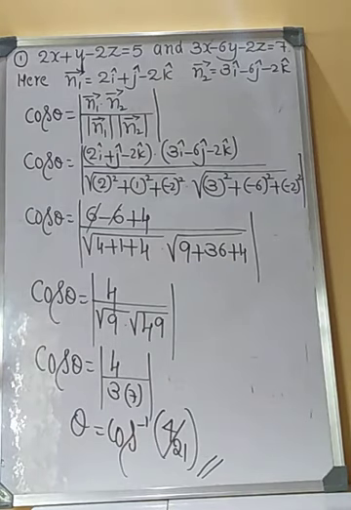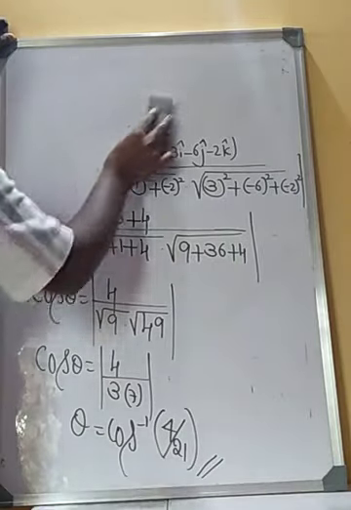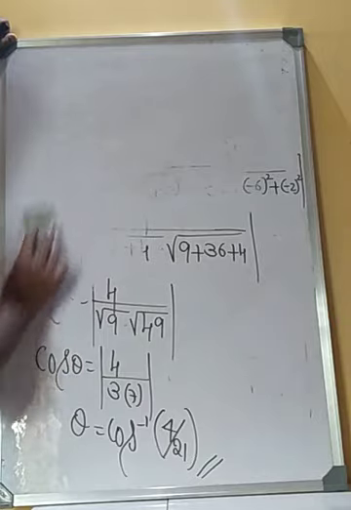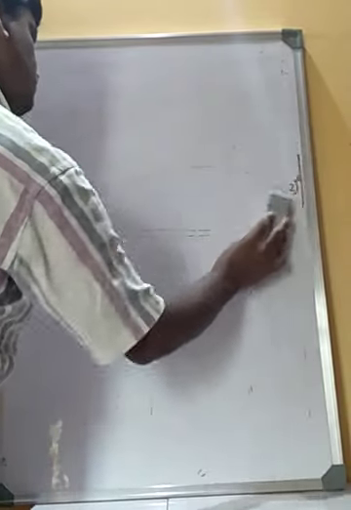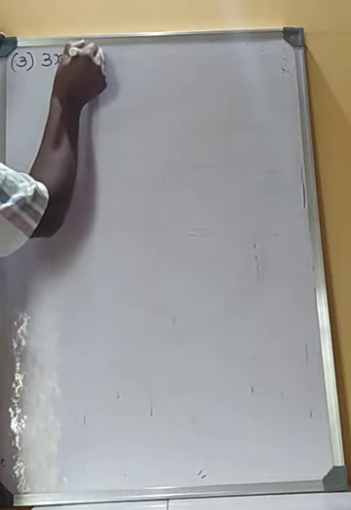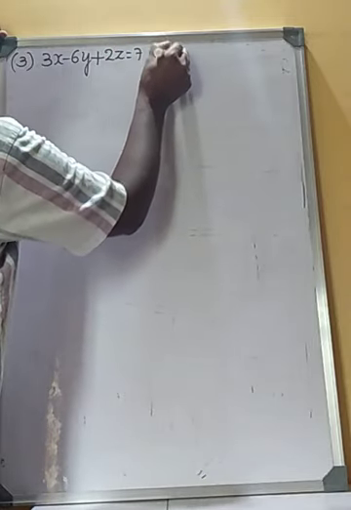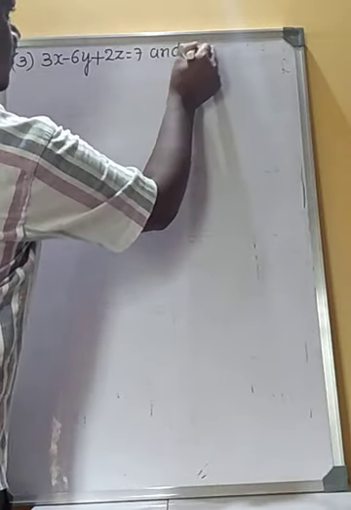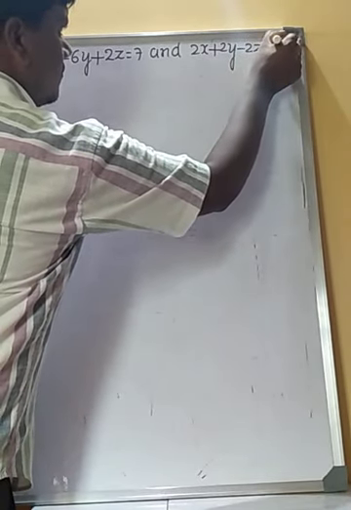The next example. One more example: find the angle between the planes 3x minus 6y plus 2z is equal to 7 and 2x plus 2y minus 2z equal to 5.